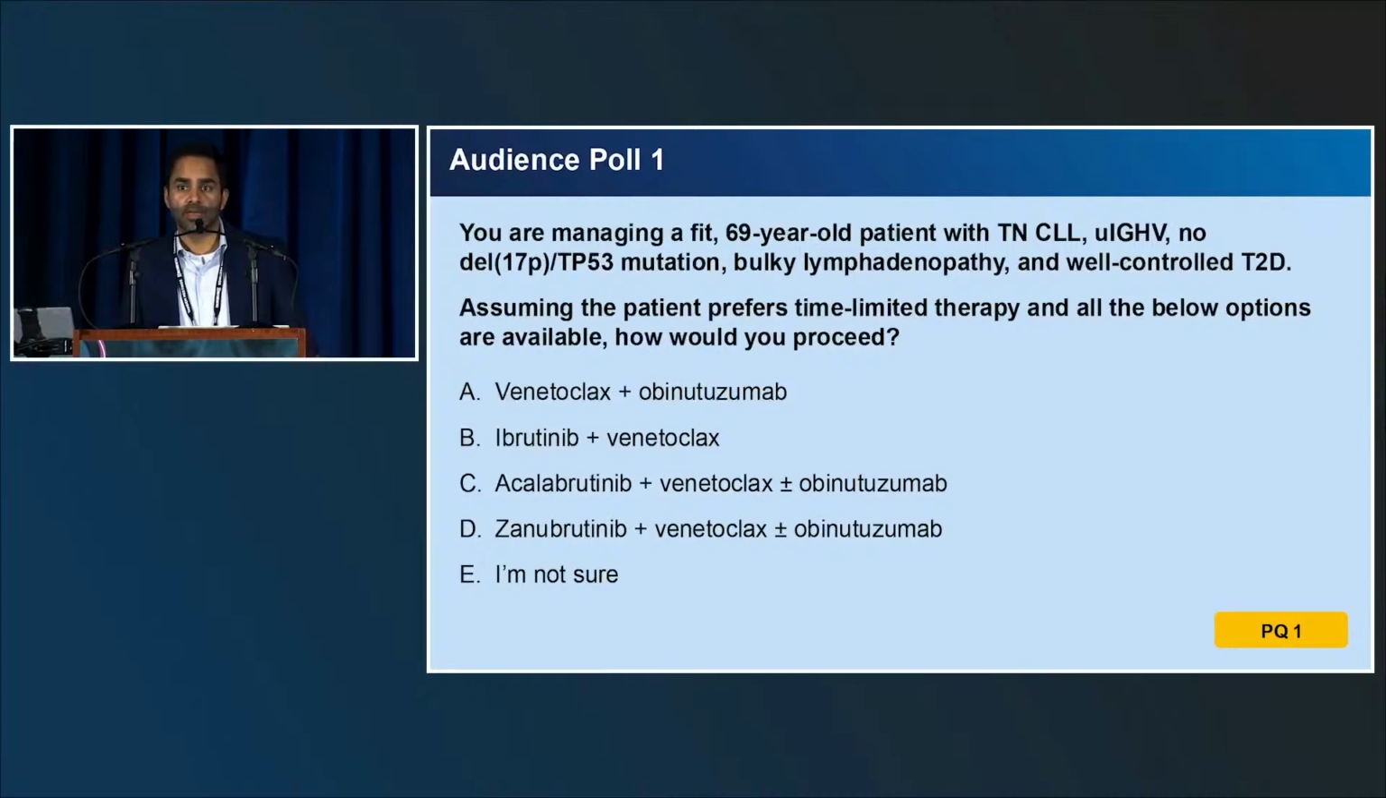So we're going to start by first asking a polling question. The scenario for our first polling question is you are seeing a patient in clinic, a 69-year-old patient with previously untreated CLL, has unmutated IgHV, which is historically considered a higher risk profile, no p53 aberrations, bulky adenopathy, and well-controlled type 2 diabetes. So assuming this patient has a preference for time-limited therapy and all the options that we list are available to you, which one would you choose? Venetoclax and obinutuzumab, ibrutinib and venetoclax, acalabrutinib and venetoclax plus minus obinutuzumab, zanubrutinib, venetoclax plus minus obinutuzumab, or not sure?